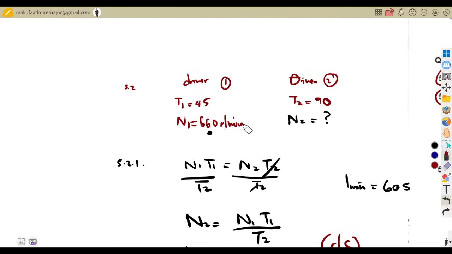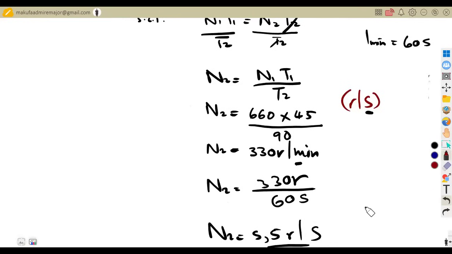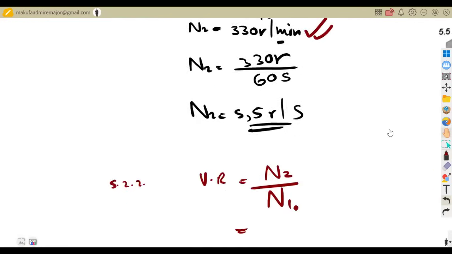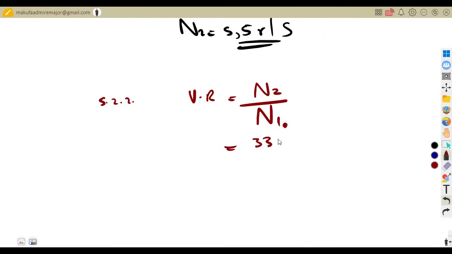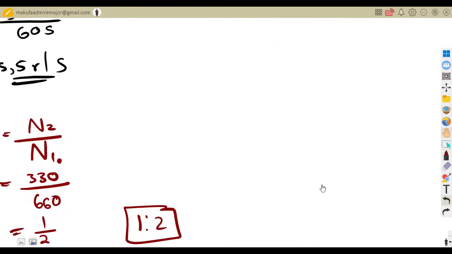It's an advantage. N1 is 660. N2 in revs per minute, remember, this was the answer here in revs per minute, 330. So that's N2, 330 revs per minute over N1, which was 660 revs per minute. That's going to be 1/2. You can write it even as 1:2 like this, the velocity ratio. So that was the idea of the question.